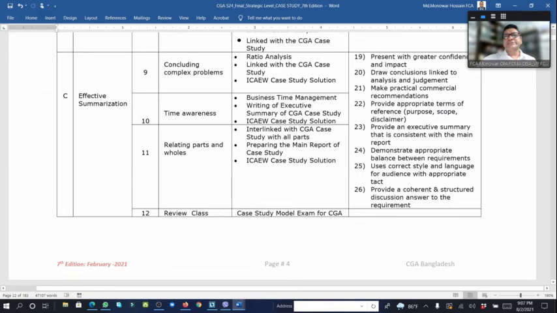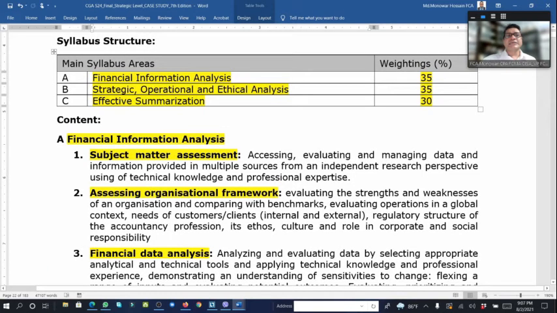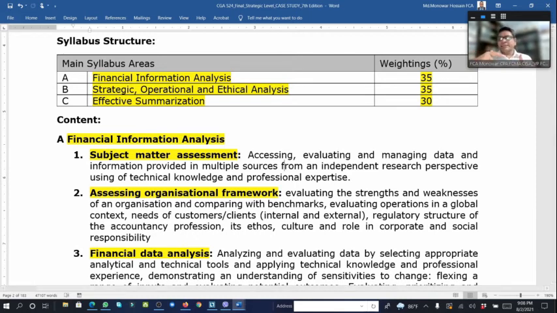We have seen that in our CGA, there are 3 basic items within this paper: financial information analysis, strategic, operational and ethical analysis, and effective summarization. So this is the weight here: 35%, 35%, and 30%. When any question setter makes the question, they should think about these items, because financial information analysis related should be 35%.